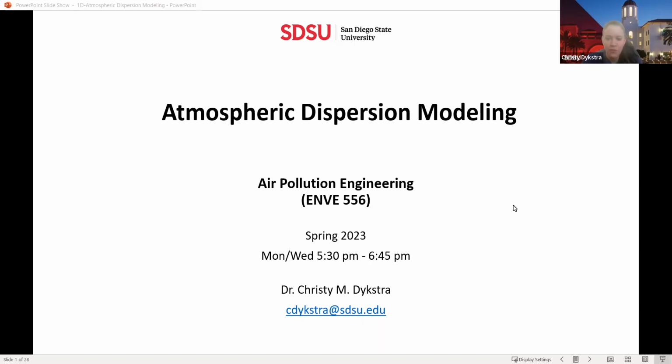This is atmospheric dispersion modeling. We're going to talk a little bit more about this. We started talking about this on Monday, but I'd like to go over a few more things and hopefully we can get through this section. And then on the following Monday, we will be doing some problems in class. So bring your calculators and maybe your books and you can work on that.